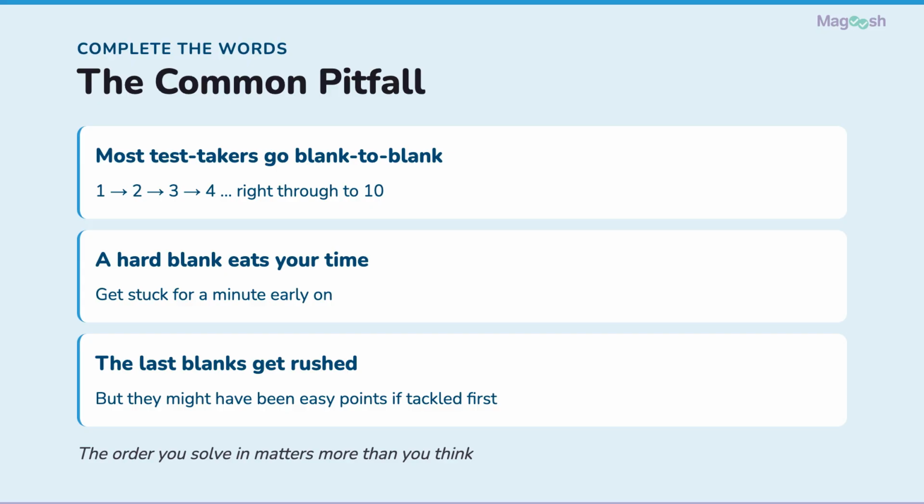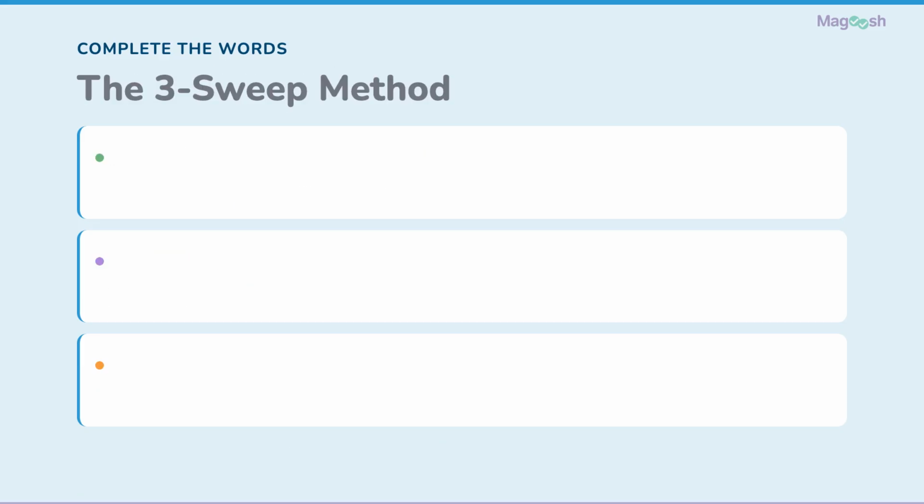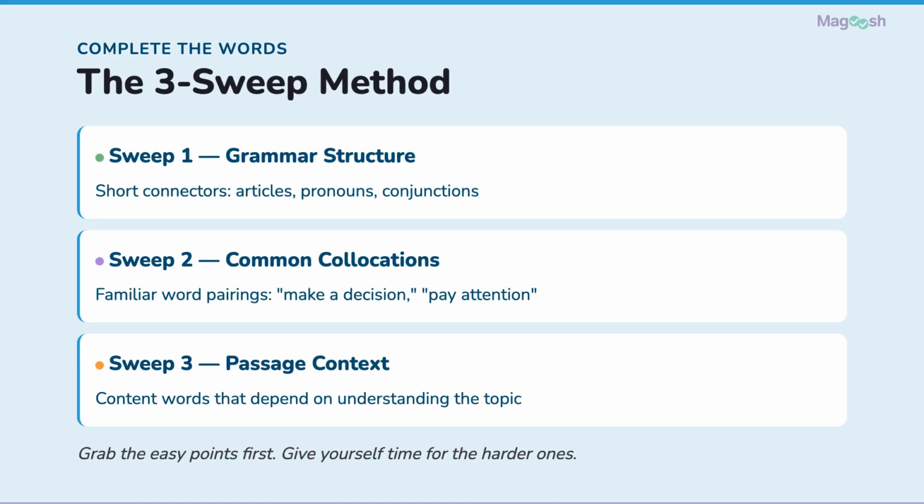The three-sweep method fixes this by changing the order you solve in. Here's how it works. Instead of going blank by blank, you make 3 passes through the passage, each pass hunting for a different kind of blank. Sweep 1 targets grammar structure, short connecting words like articles, pronouns, and conjunctions. These are usually the shortest blanks on the page, and the fastest to solve. Sweep 2 targets common collocations, familiar word pairings that frequently appear in English, like make a decision or pay attention. Sweep 3 targets passage context, the content words that depend on understanding the topic at hand. So it's grammar, then collocations, then context.